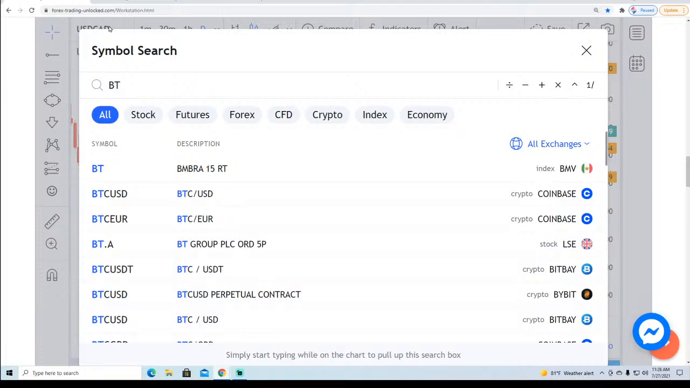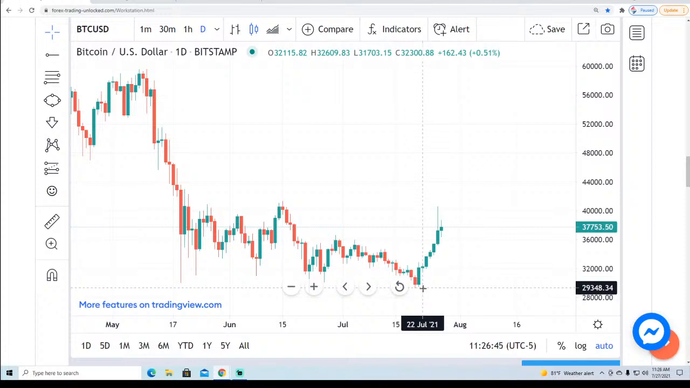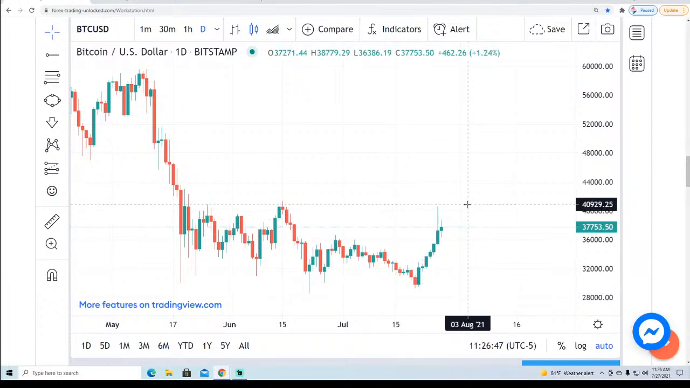Now let's get to the BTCUSD. They got the big breakout that's happened over the past week and a half. Look at this. Down at a low of 29,348-ish, all the way back up to 40 grand. Now it's at 37 and chopping. But if you look at it overall, we're just in a sideways trend.